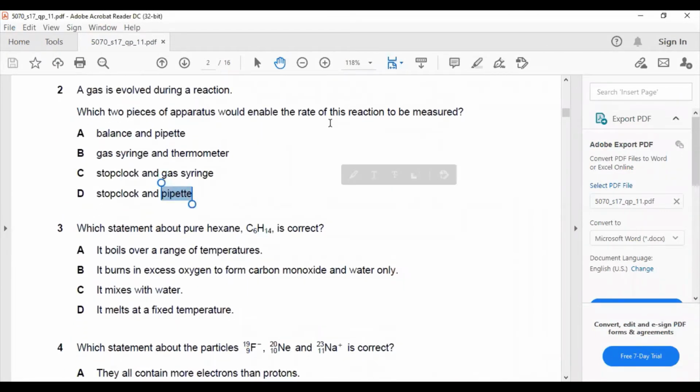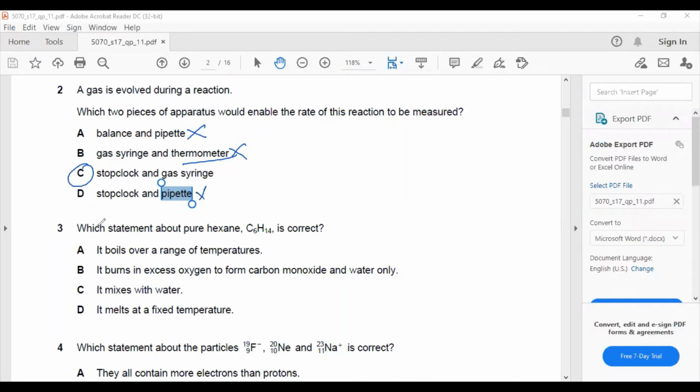A gas is evolved during reaction. Which two processes would enable the rate of reaction to be measured? You don't need a pipette for rate of reaction. You don't need a thermometer for rate of reaction. Yes, stopwatch and gas syringe for the gas given out. You don't need a pipette, so D is wrong.